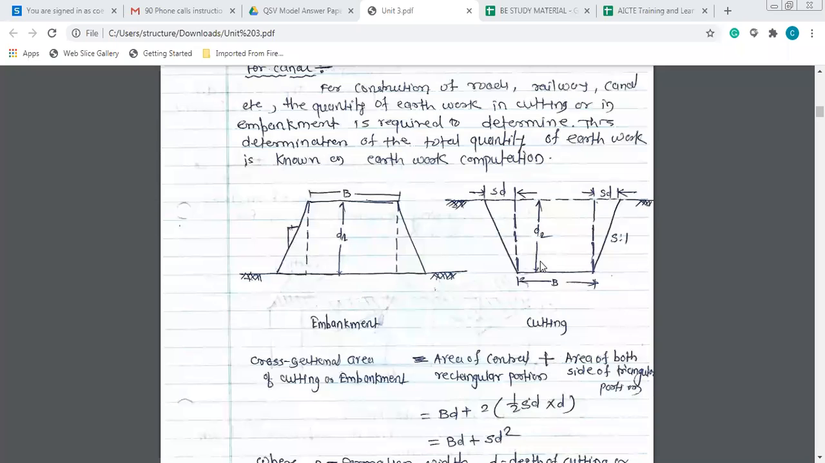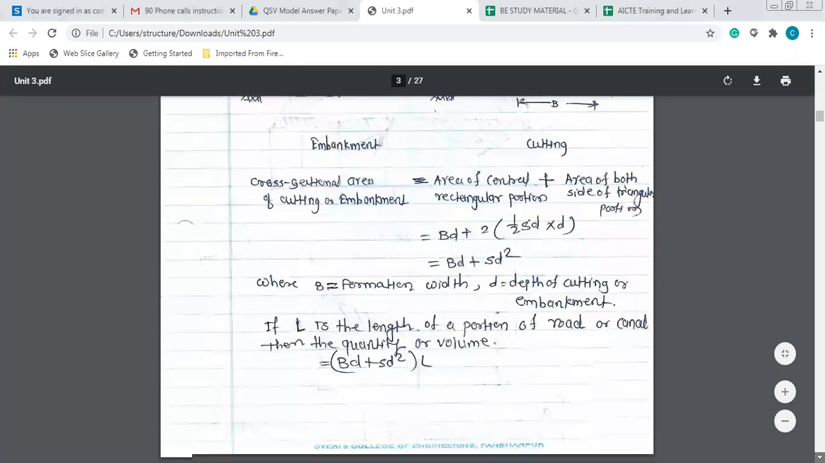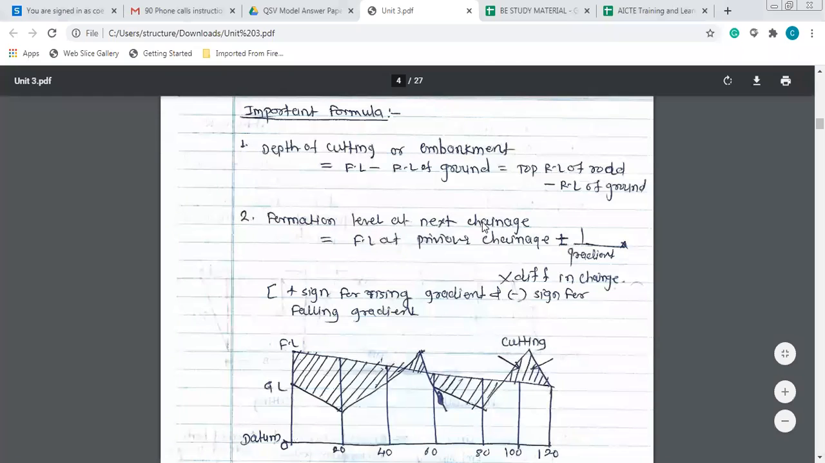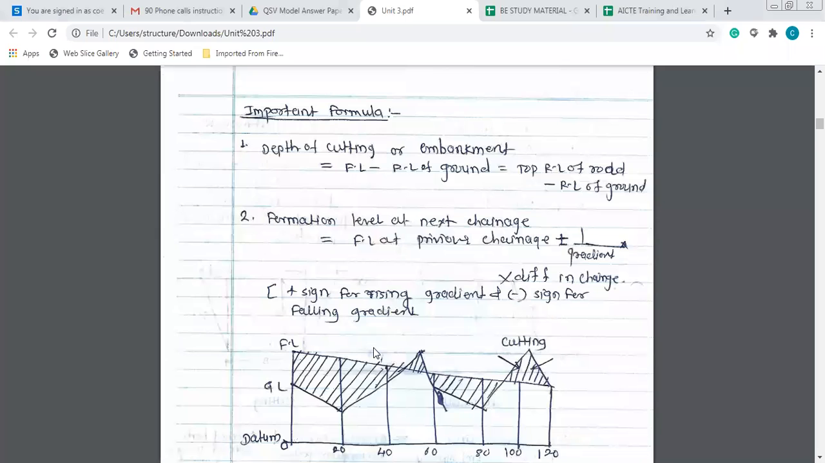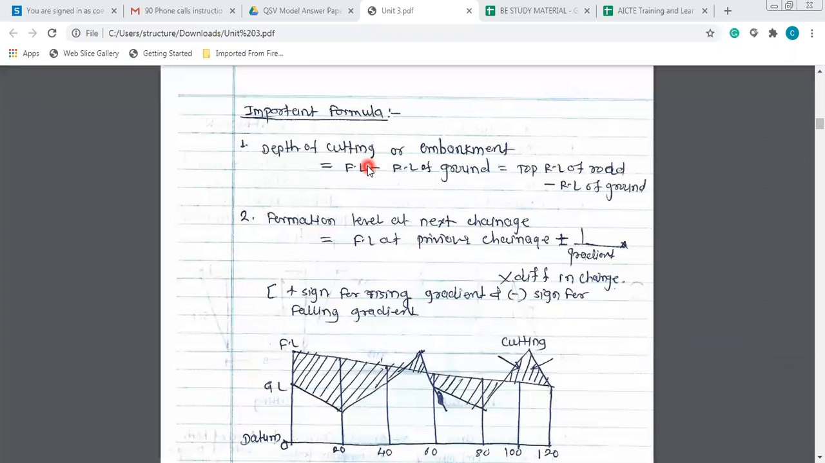So I hope you have noted all the points of this particular page. Now the next part that we are going to start is important formulas as far as our road estimation is concerned. In this part, the first formula that we are going to use is the depth of cutting or the embankment, and how we are going to calculate it.